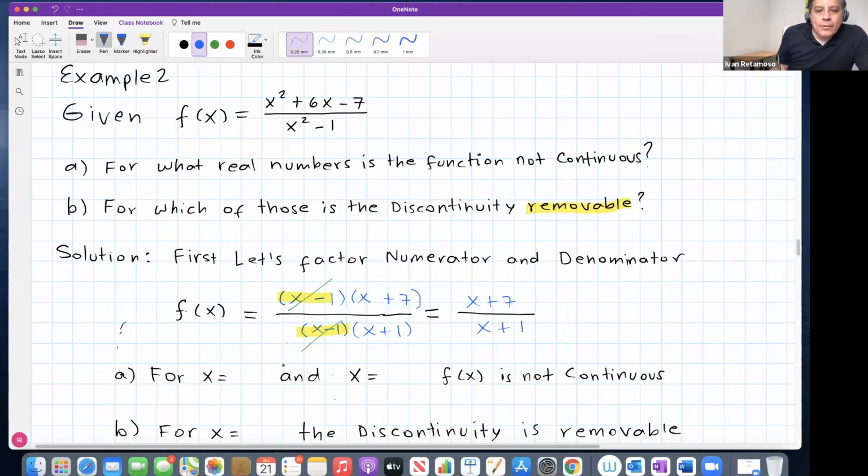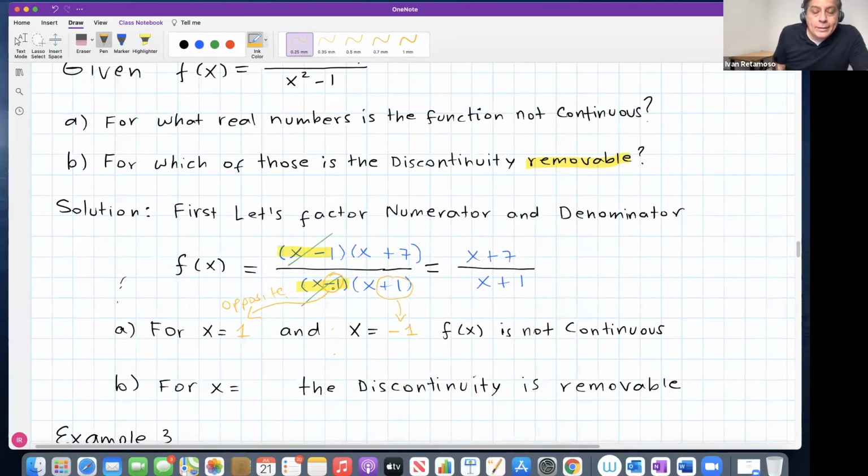Now, for which values is this function discontinuous? Well, for that, I want you to look at the denominator, and you are going to take the opposite numbers of these. Opposite of minus 1 is plus 1, and opposite of plus 1 is minus 1. It is discontinuous at these two input values, 1 and negative 1. It's not continuous. But where is the discontinuity removable?